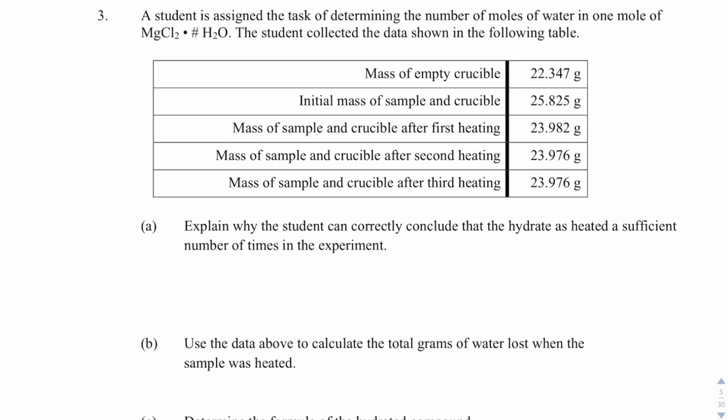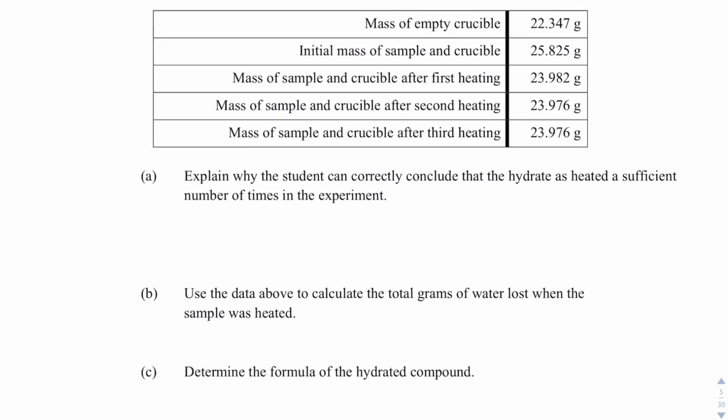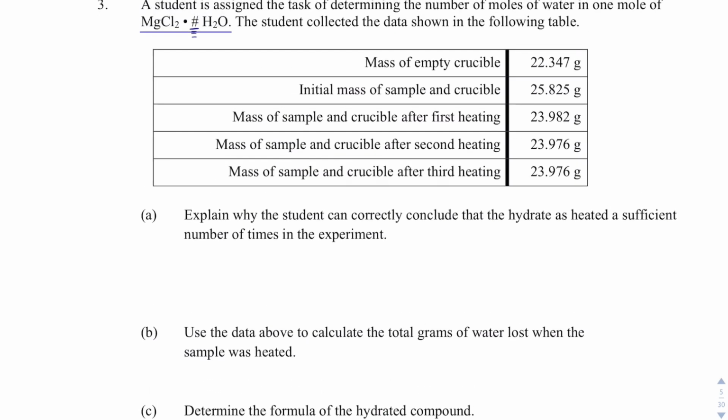So, number 3 says, a student is assigned the task of determining the number of moles of water in 1 mole of this magnesium chloride hydrate. So how many waters are there? The student has this data from this table. So they have their dish, their crucible, and then they put stuff in it, and then stuff is heated. And question A says, explain why the student can correctly conclude that the hydrate was heated a sufficient number of times in the experiment.